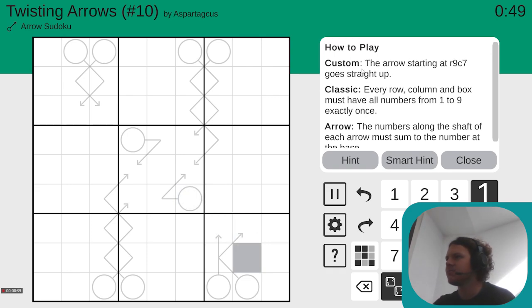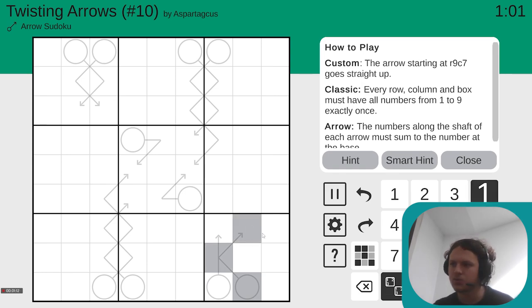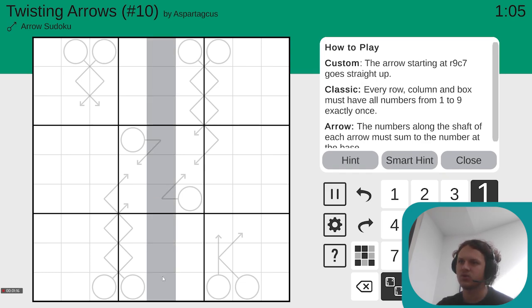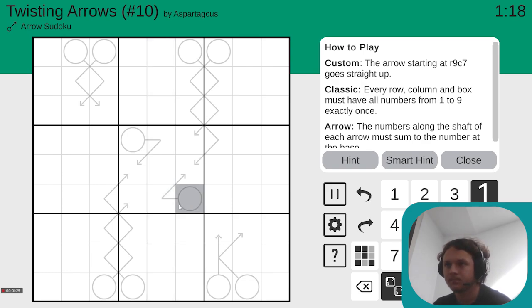And this is custom. The arrow starting in row 9, column 7 goes straight up. So that's that arrow, which means that arrow is like that. That is good to know. It's also nice and almost symmetrical across the center line, which is really nice. Okay, let's get started then.